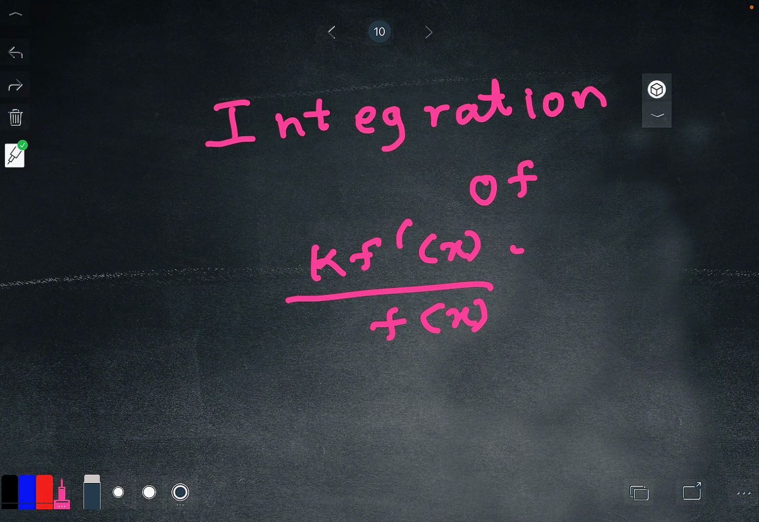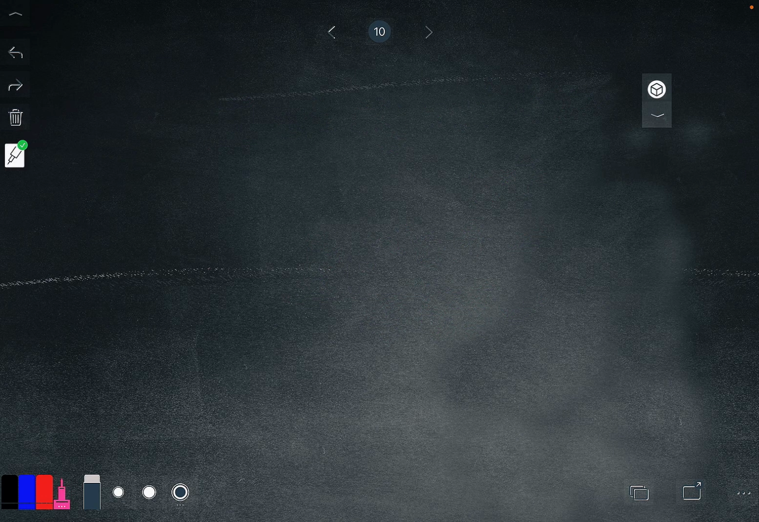Today we learn one of the most powerful integration patterns in calculus. When you see something like f prime over f of x, it usually becomes ln. This rule helps you solve many exam integrals in seconds. So let's start with something you already know from differentiation.